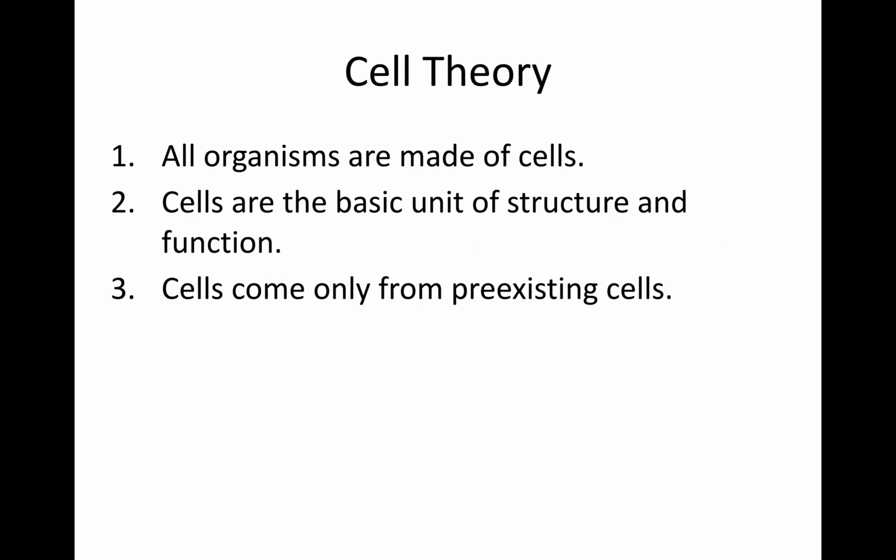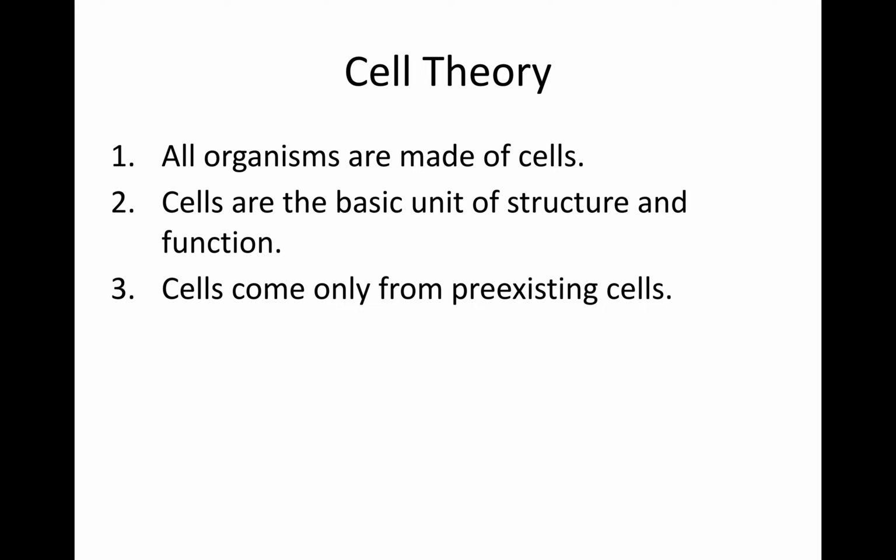All right, I will ask you this on a test, the cell theory. There's three things that make up the cell theory. All organisms are made of cells. Everything that's alive is made of cells, okay? Cells are the most basic unit of living structure and function. You can't get any smaller than a cell and be alive. So they're the most basic unit.